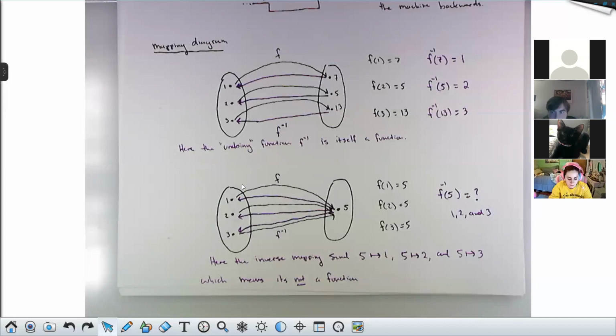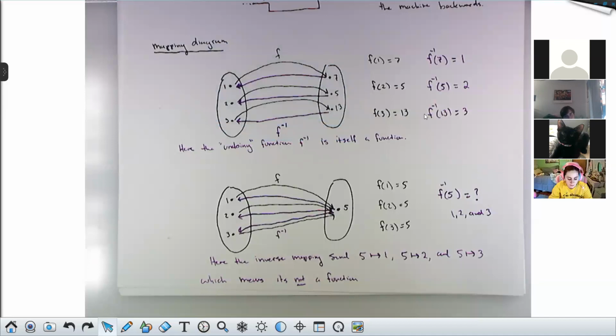But the inverse mapping, the inverse relation here, takes the input 5 and sends it to all 3 of those outputs. And that's not allowed, right? That's not a function. Functions can't do that. So the question becomes, what is it about this mapping, or the logo burning machine, that makes the inverse process not nice? Or what is it about mappings like this that make the inverse nice?